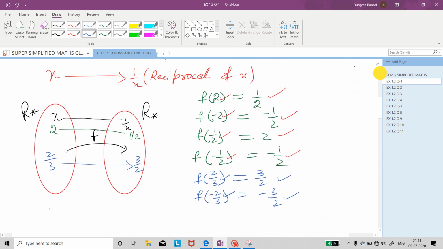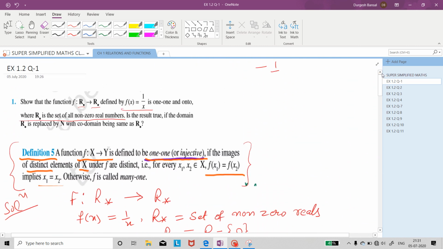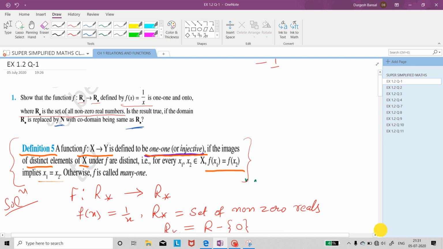We read the question from the beginning. Now there is a second part of the question. The question says, is the result true if the domain R star is replaced by N with the codomain being the same as R star? If they are saying the codomain should remain R star but the domain is replaced by the set of natural numbers, then will the function still remain one-one and onto or not. So let us see that also.